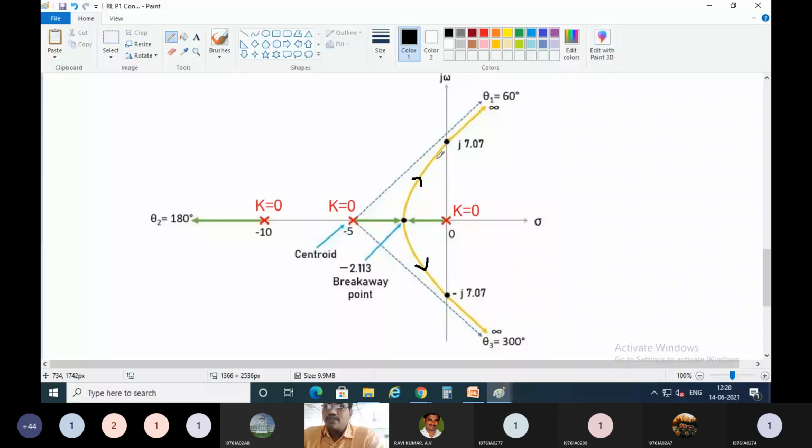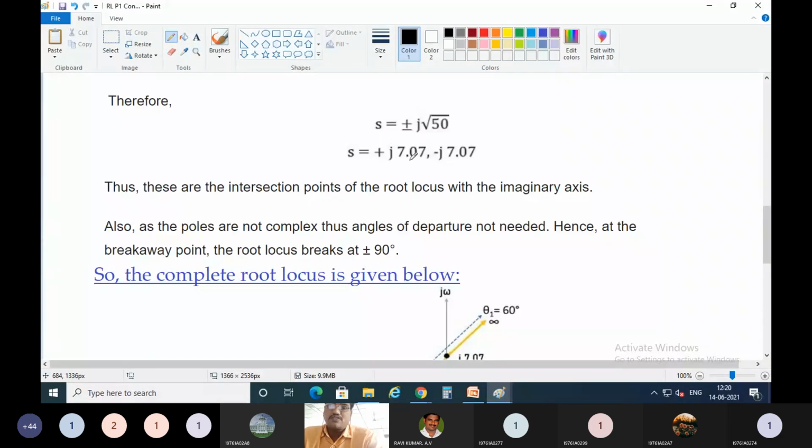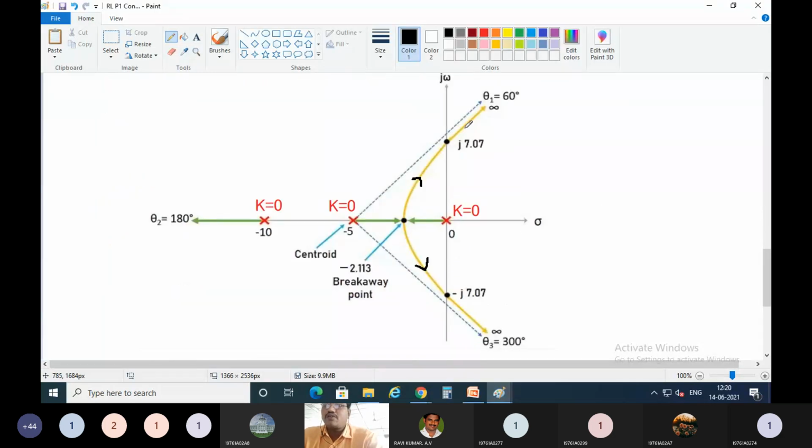So at what point are they going to intersect the imaginary axis? The upper branch is going to intersect at plus j 7.07, and this side at minus j 7.07. Already you are getting these values. S is equal to plus j 7.07, S is equal to minus j 7.07. So they are going to intersect, and finally they are going to approach infinity.